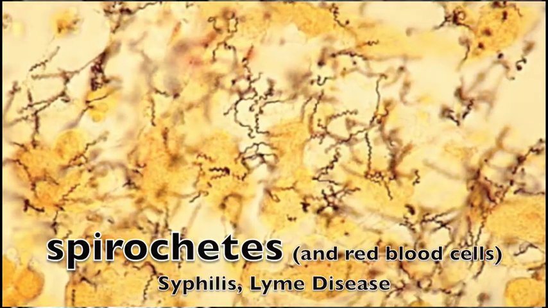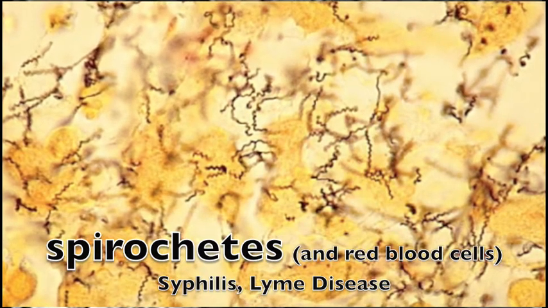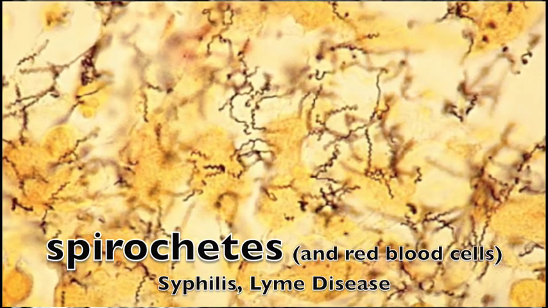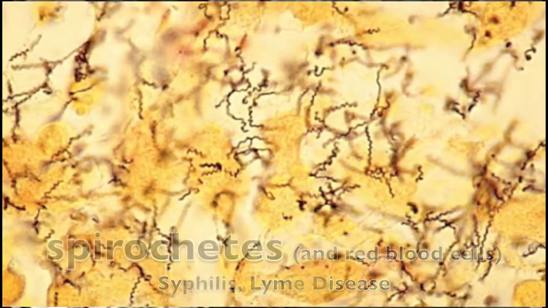Another group are the spirochetes. These are basically S-shaped or spiral-shaped bacteria. One type causes syphilis. Another pathogen is responsible for Lyme disease, a disease that's very topical in the Northeast in the last few years. There have been a lot of cases of Lyme disease.